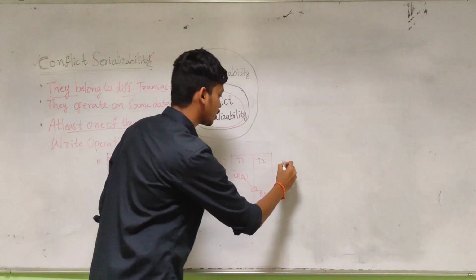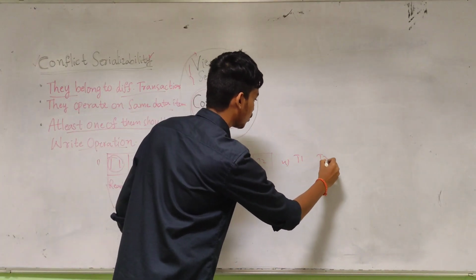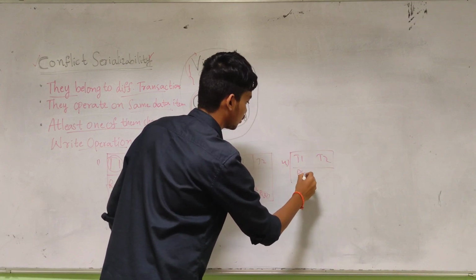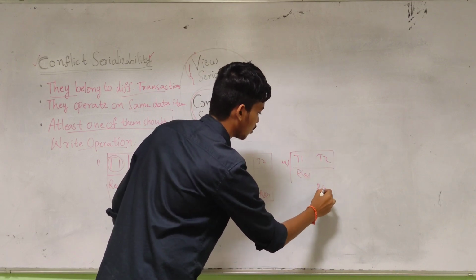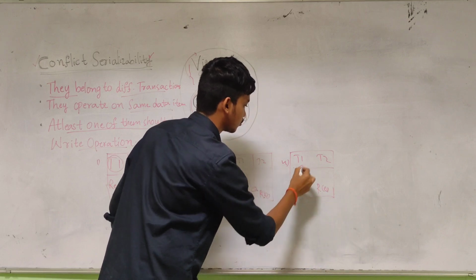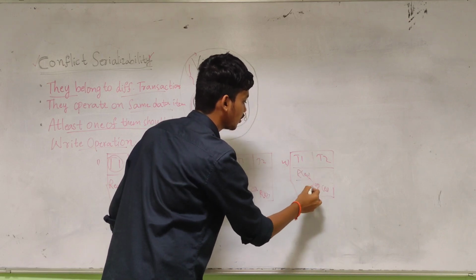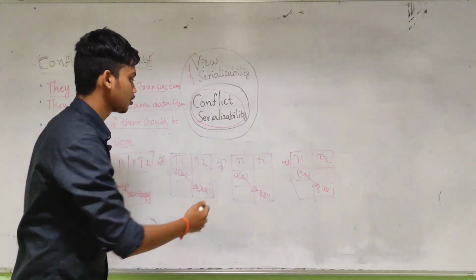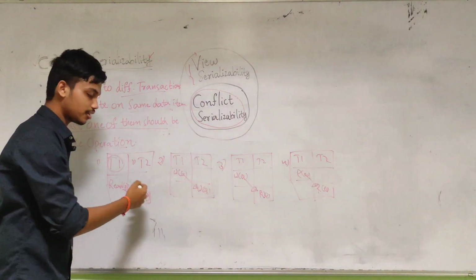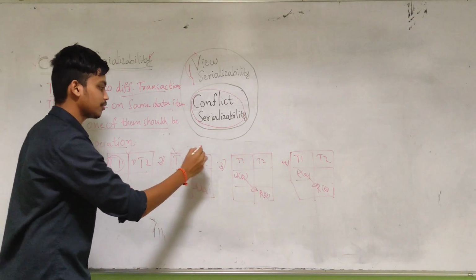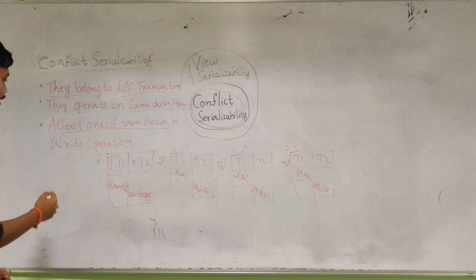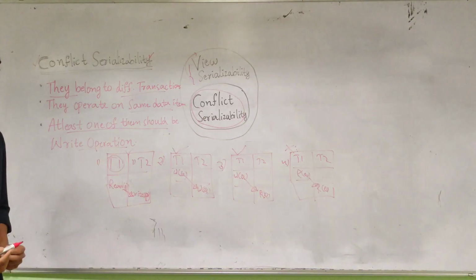If both are read operations, let us say T1 and T2 both do read of Q, conflict serializability can't be applied here because both are read operations. Here write-read is there, write-write is there. For these three, conflict is applied. For read-read it is not applied. Like this we check whether a schedule is conflict serializable or not.